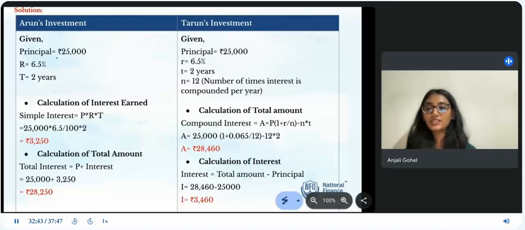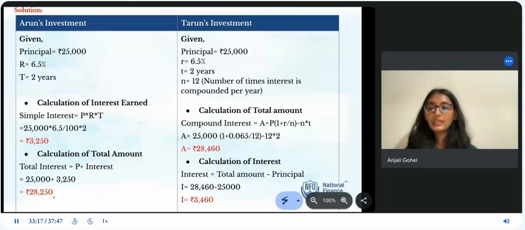Let's do Arun's investment first. What's the principal amount? 25,000. Interest rate 6.5%. Time 2 years. What's the formula? It's PTR by 100, or PRT if you are taking this into decimals, or you can just convert this and divide by 100. So your interest will be 3,250. That is 25,000 into 6.5% divided by 100 into 2 years. So that will give you the simple interest of 3,250.